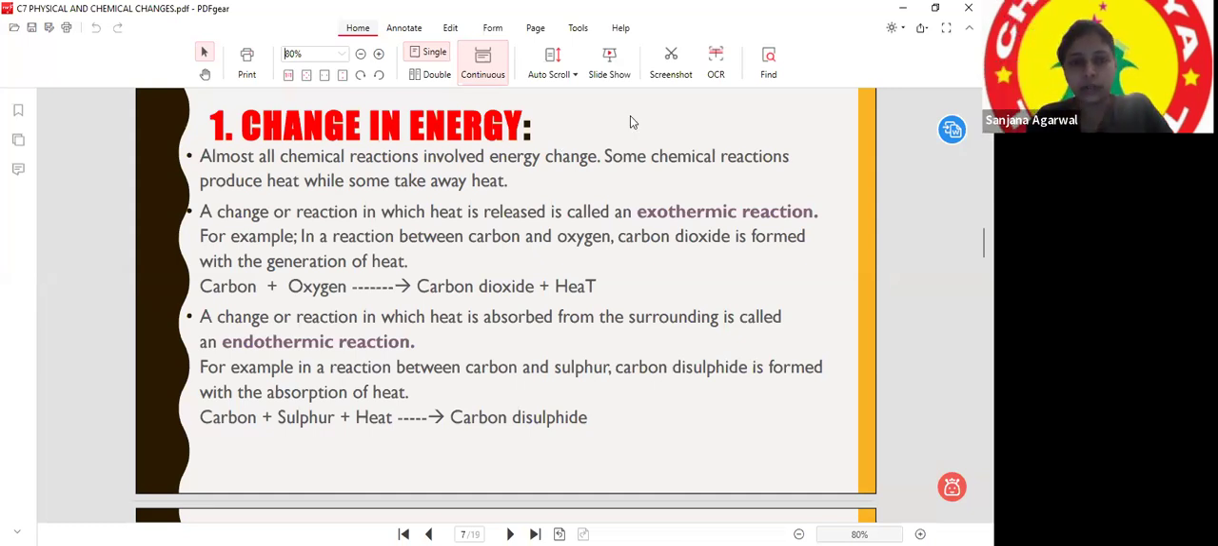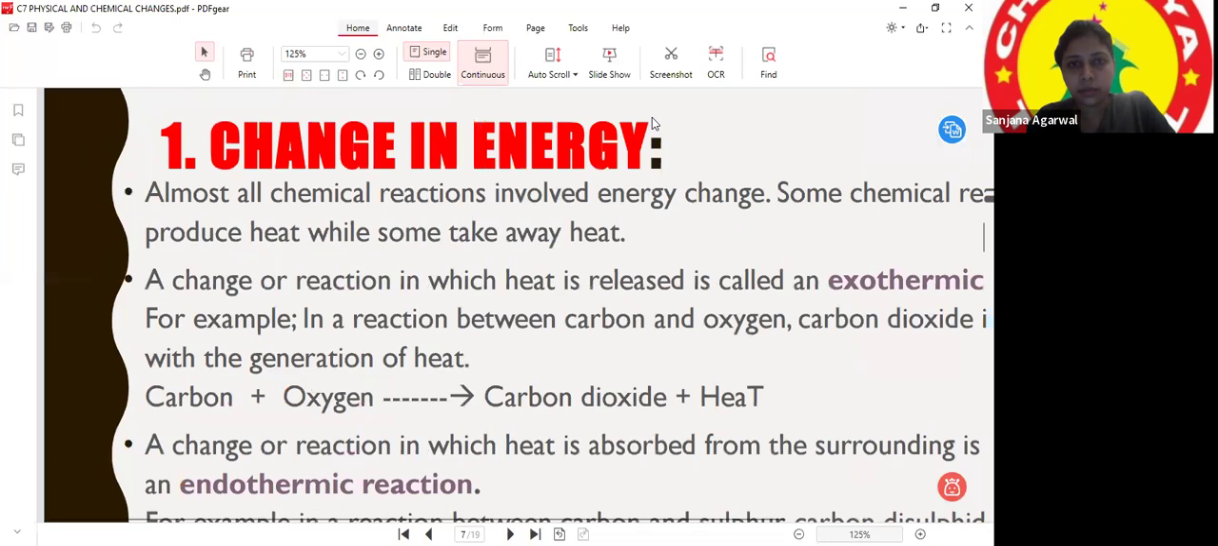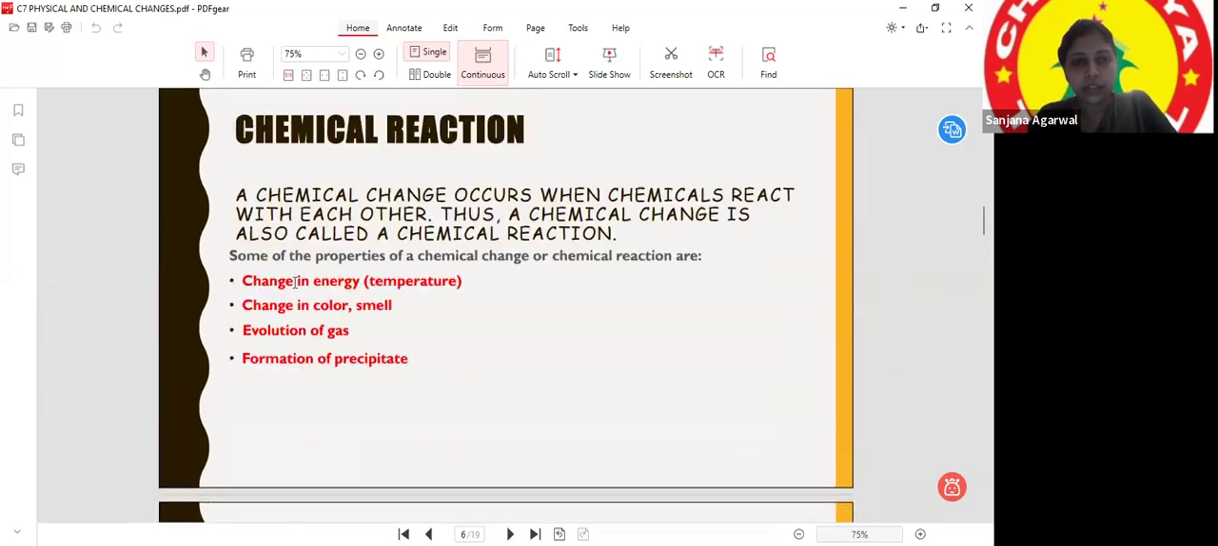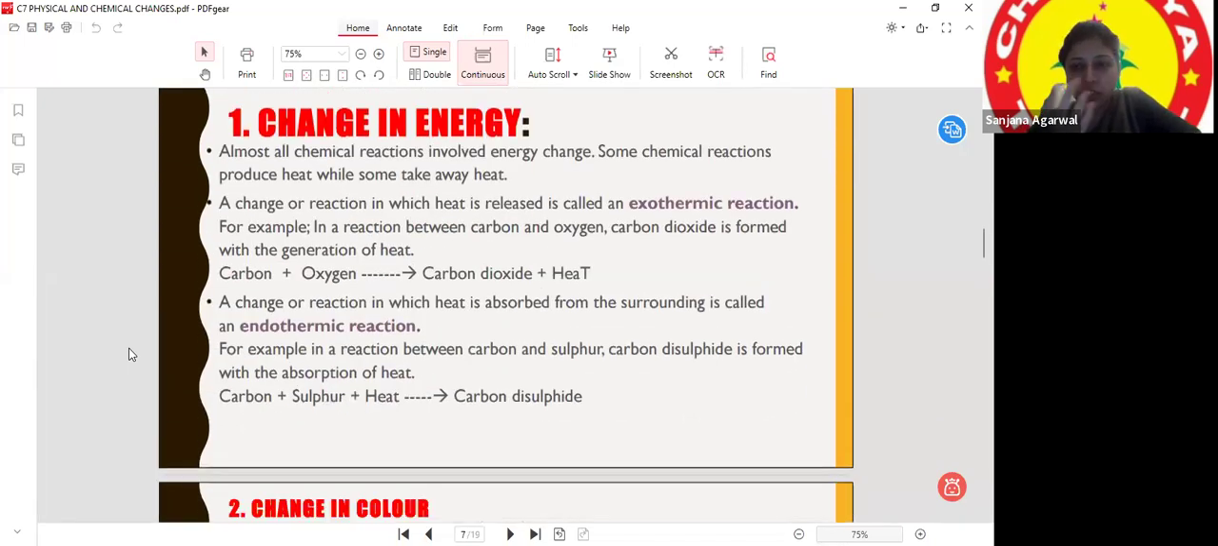Okay, let's first study about the change in energy. So a chemical reaction is observed by the following changes. Now, first change is change in energy. Usually, sometimes, like in case of photosynthesis, we require light energy, and in many other reactions, we require heat energy. Either the reaction requires heat, or sometimes the reaction will release heat after the product is formed. So almost all chemical reactions involve energy change, and some chemical reactions produce heat while some take away heat. That's a general point.